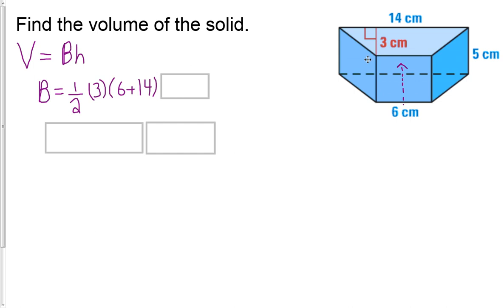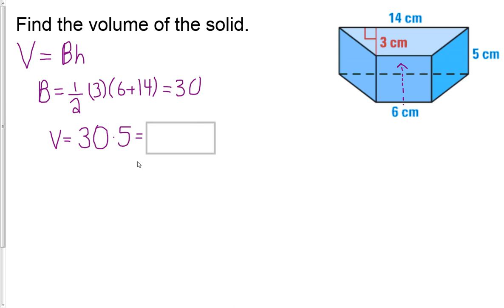So half 3 times 14 plus 6, which is just 20, times 3 is 60, divided by 2 is 30. So I get 30 for the base. Now I'm plugging in. Volume is 30 times 5, that's this value here, is 150. I see the label centimeters, so it's centimeters cubed.